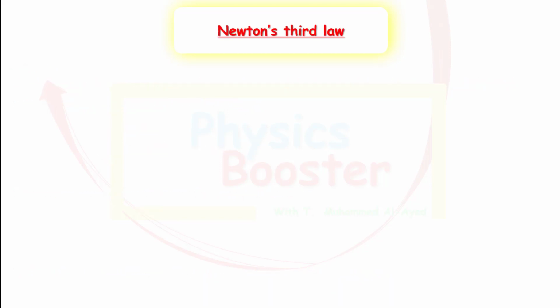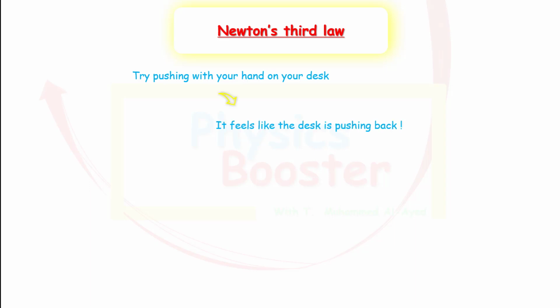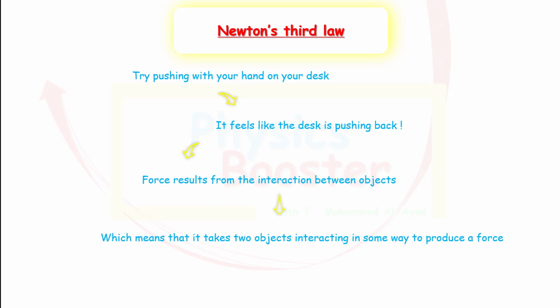Now, let's talk about Newton's third law, which is the final law we will be talking about. And let's do it by example. So try to push the table with your hand, for example. You will feel like the table or the desk is pushing you back. We said previously that contact forces come from the result of interaction between objects, okay? Now, this means that it takes two objects that are interacting in some way to produce a force, because if there's no interaction between these objects, there will be no force.